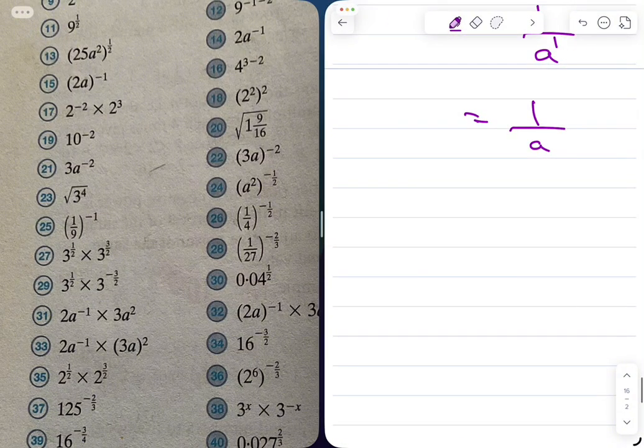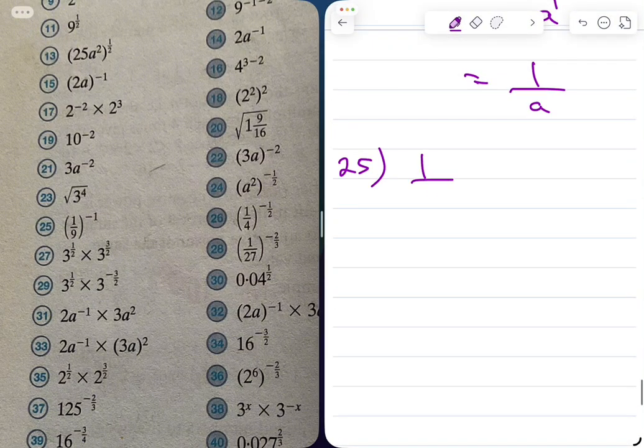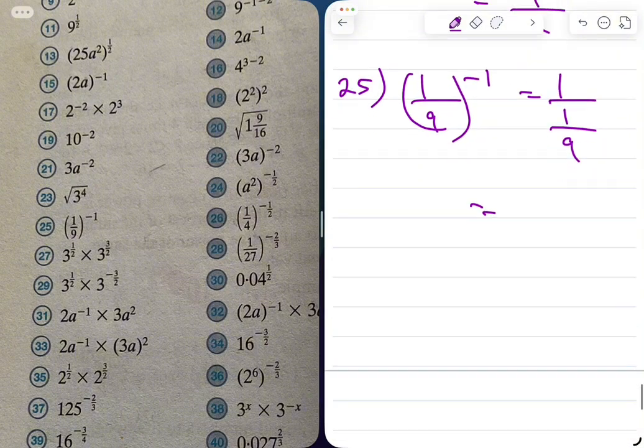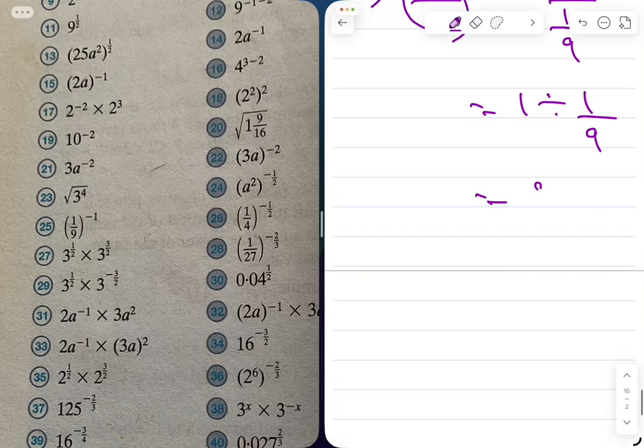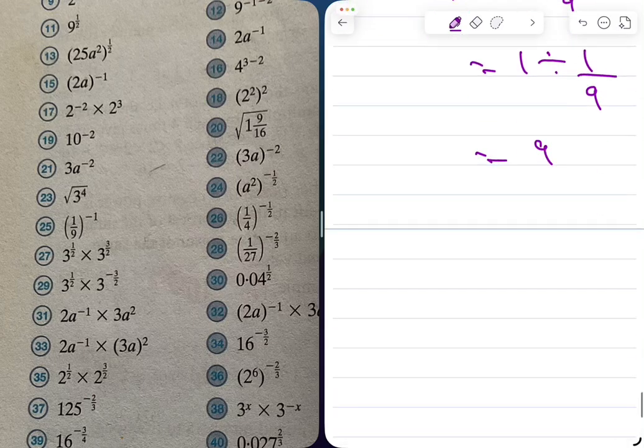Now to the next, which is number 25. Number 25 is 1 over 9 raised to power minus 1, and that's the same as 1 all over 1 over 9, and that means 1 divided by 1 over 9, which simply means 1 times 9 over 1, and that's 9. Very, very simply.